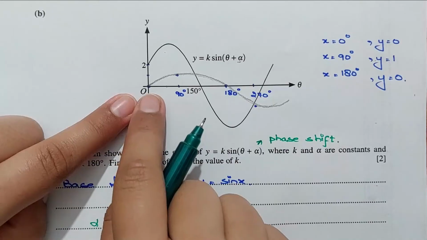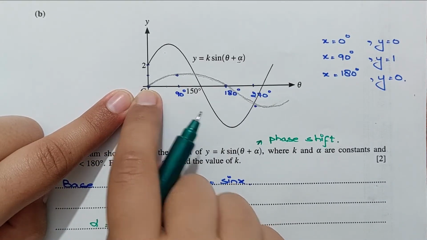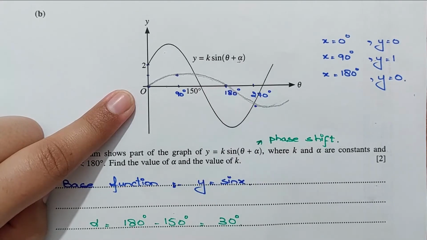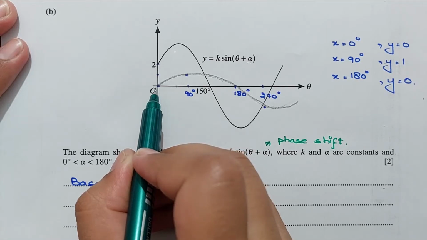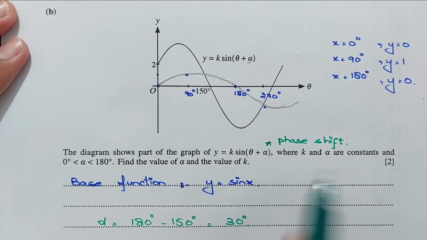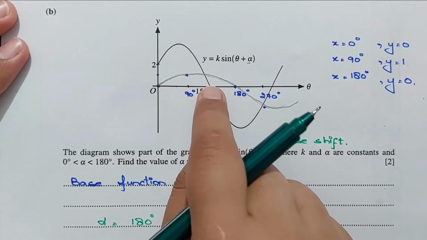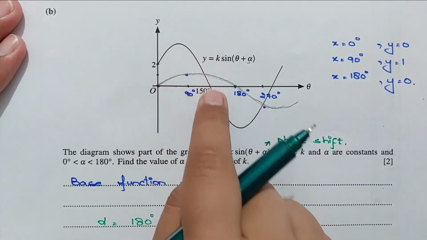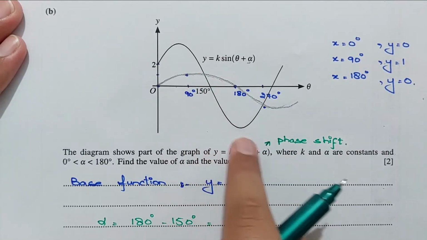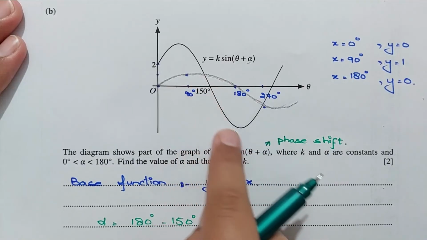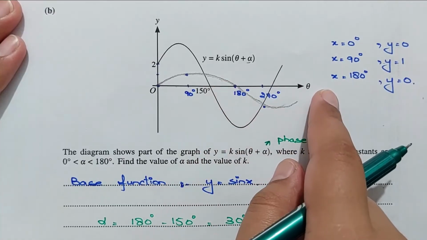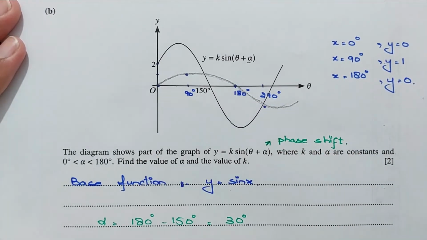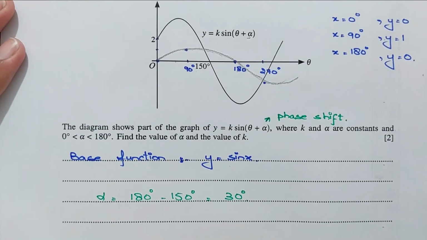As you can see, this curve starts from 0 and the other x-intercept is 180. So the base function starts at 0, so it has no phase shift; the alpha value is 0 in the base function. But for this transformed function, the first x-intercept is at 150, and it is moving downward. At 180 it is also moving downward. So between 180 and 150 we do the subtraction and find the difference to get the phase shift. I hope this is clear now.